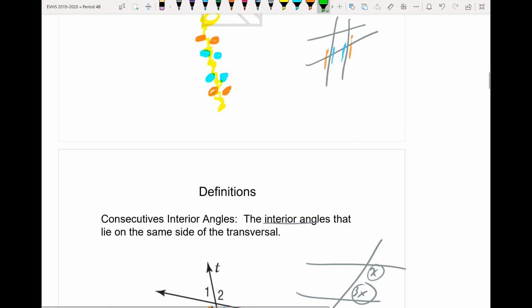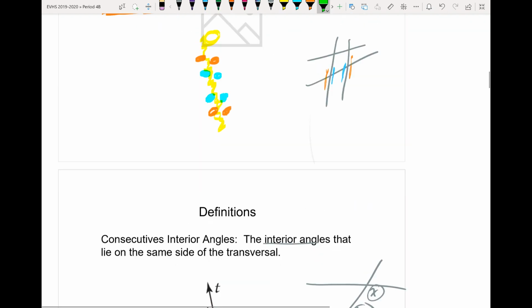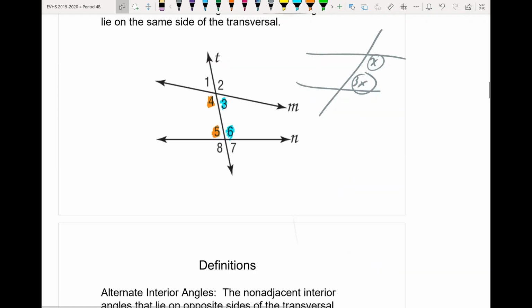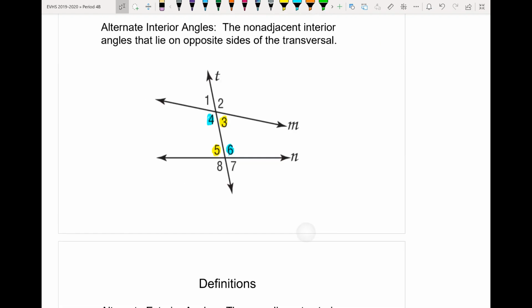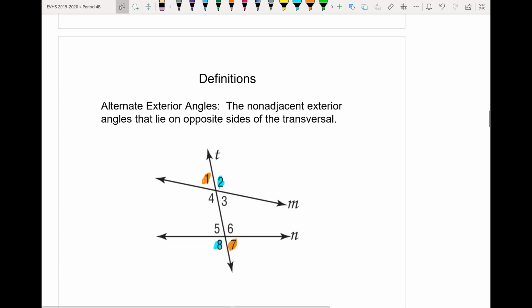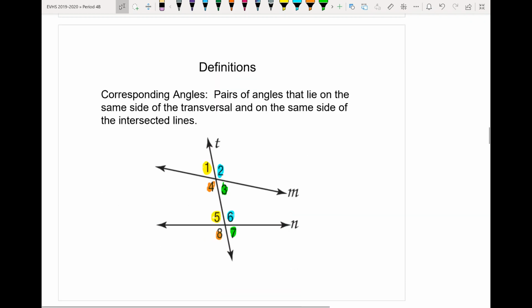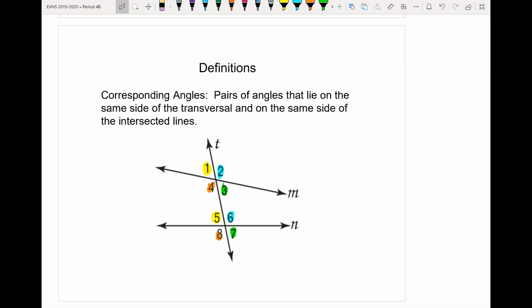We've got the consecutive interiors, alternate interiors, alternate exteriors, and corresponding angles. I know you just learned them right now, but I need you to commit those to memory as quickly as possible, identifying those patterns. They're going to come up over and over again, not just in this unit, but in the rest of the course. So it's one that I need you to have down. They're right up there in importance with vertical angles and linear pairs. You've got to have those guys down pat.